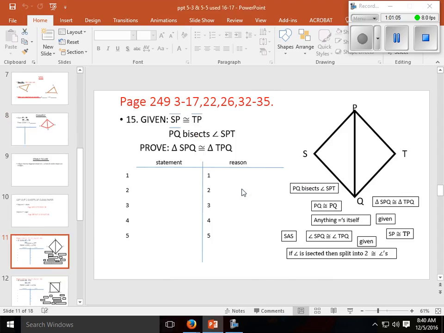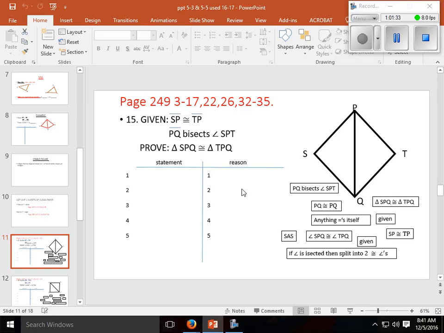So we have this. I'm going to think it through with you, and then we're going to go down the rows, and you're going to come up and put in each statement, each reason. All right? So the first thing, SP is congruent to TP. Is that a pair of sides in our two triangles? Yeah, so we have a pair of sides. Is that enough to say the two triangles are congruent? No.